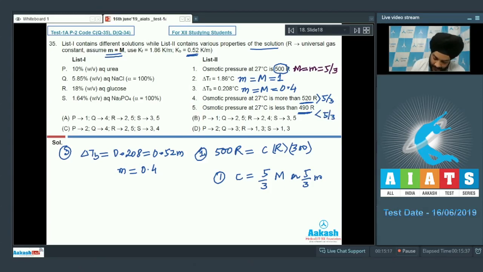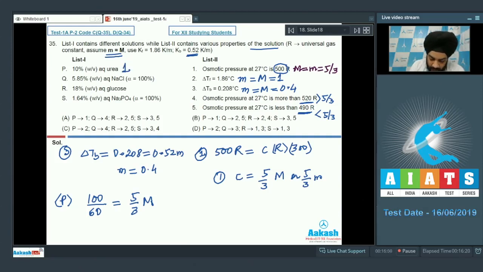Let us now look at the options which are given to us in list 1. P is 10% weight by volume aqueous urea solution. So in 100 ml we have 10 gram urea. So in 1000 ml we're going to have 100 gram of urea. So for option P we have 100 gram of urea present in 1 liter. So this will be equal to 5 by 3 molar. So students, for P we're going to have the correct matching as 5 by 3, which corresponds to the first option.